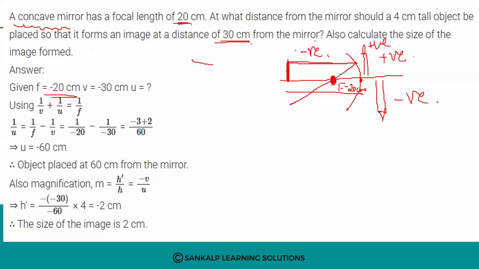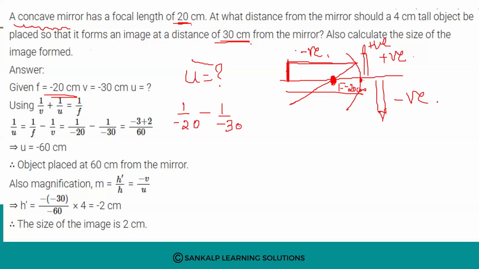But we don't know the object distance. That is, u is equal to question mark. So we know the formula, 1 upon v plus 1 upon u is equal to 1 upon f. Yes or no? Now u we don't know. 1 upon u is 1 upon f, transferring 1 upon v to this side. Then 1 upon f is 1 divided by minus 20, minus 1 divided by minus 30.